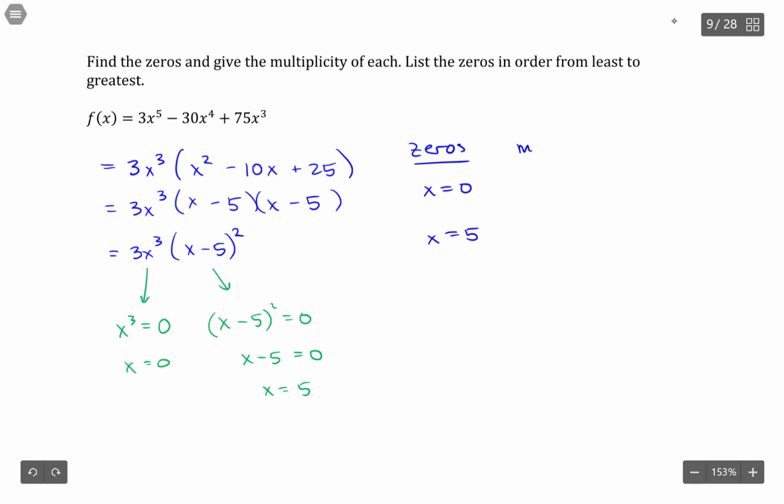Now the multiplicity. The multiplicity comes from the degree of that 0. So x cubed tells me I have the 0 of 0 itself 3 different times. So that's a 0 of multiplicity 3. The 0 of positive 5 occurs twice, so that's multiplicity 2.